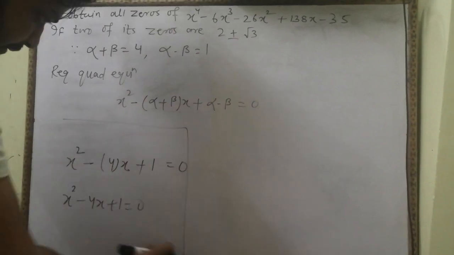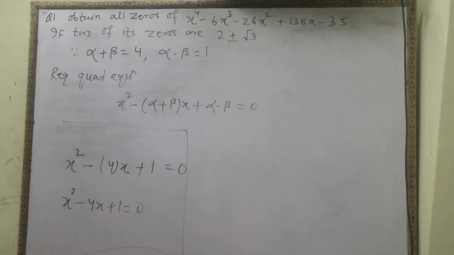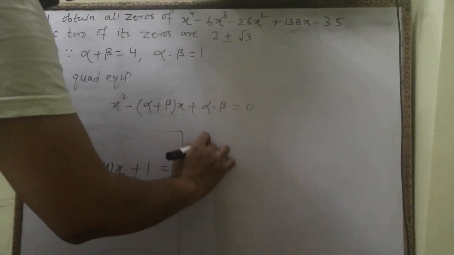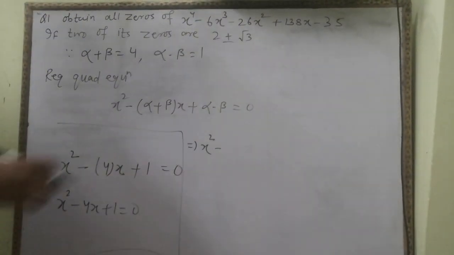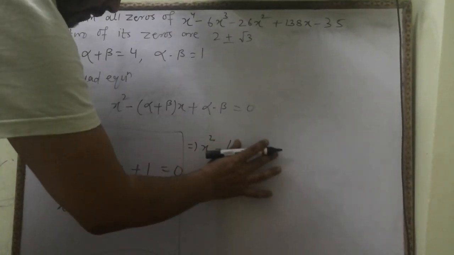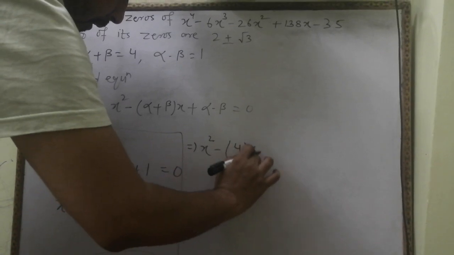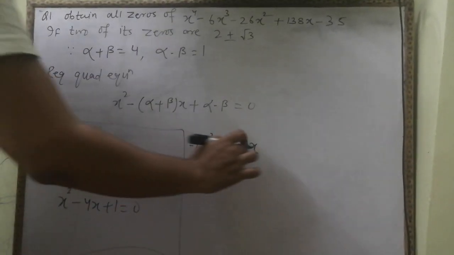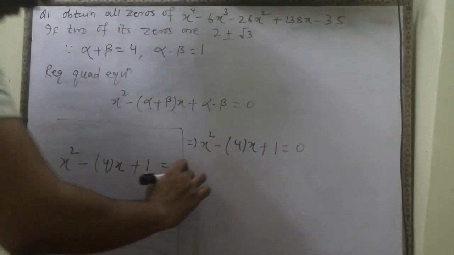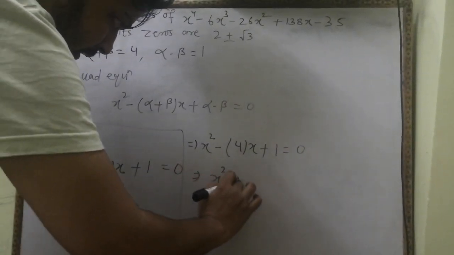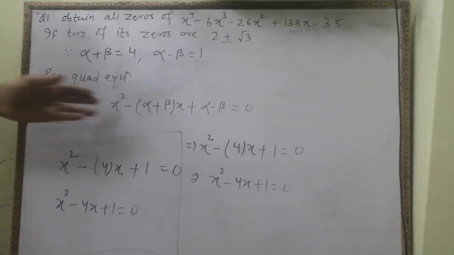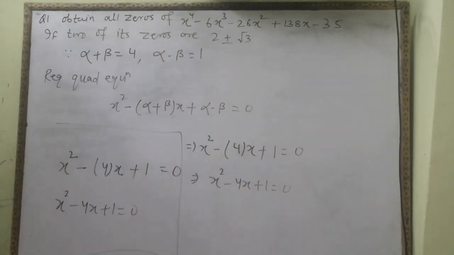This is the same as we get with this equation. Here also you can see, first we write x square, then minus, then we put the value of alpha plus beta, which is 4, with x, then we put the plus sign, and then the value 1, alpha into beta. Removing the bracket, it will be x square minus 4x plus 1 is equal to 0. As you can see, in both ways we have got the same result.